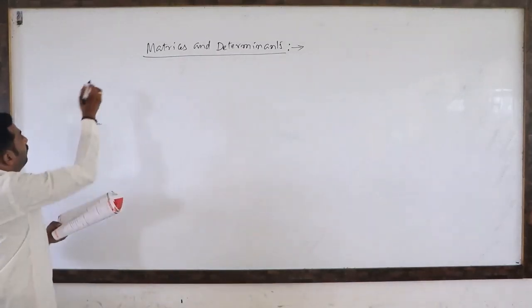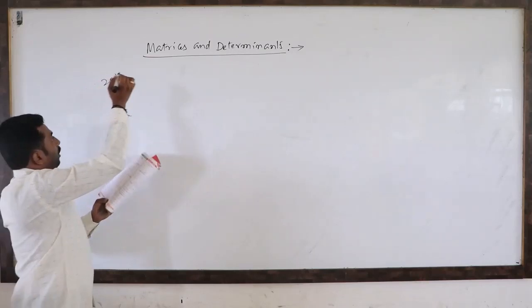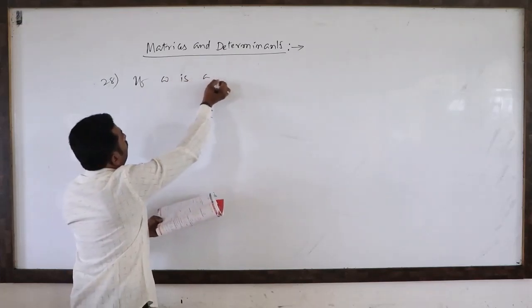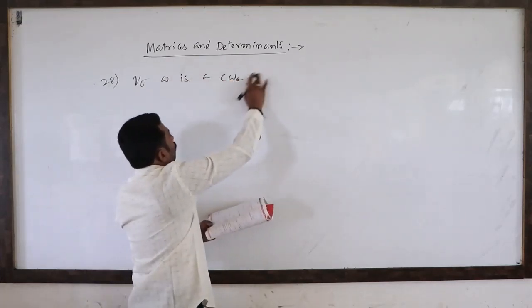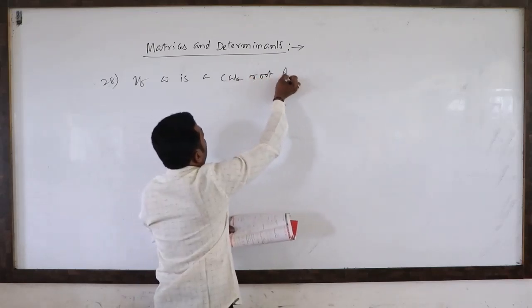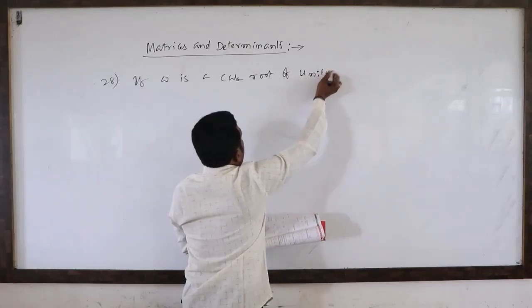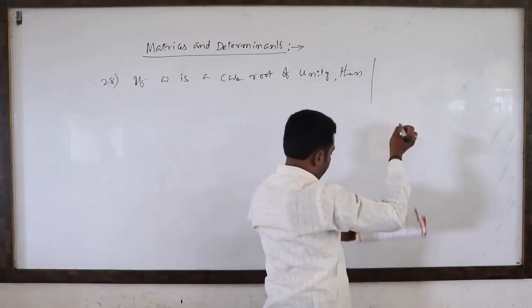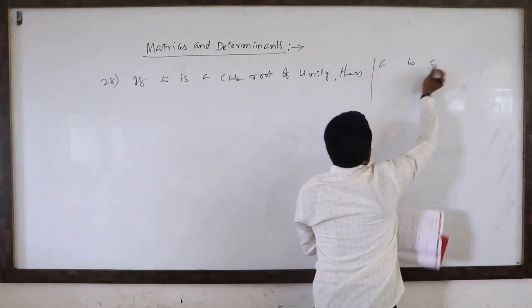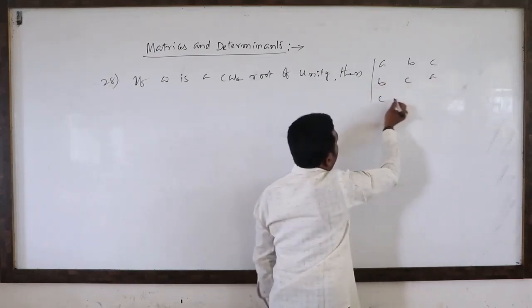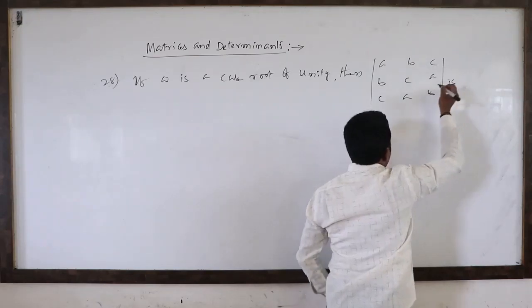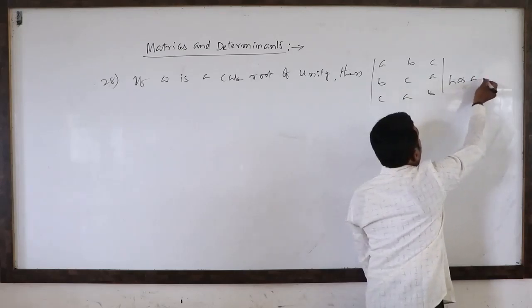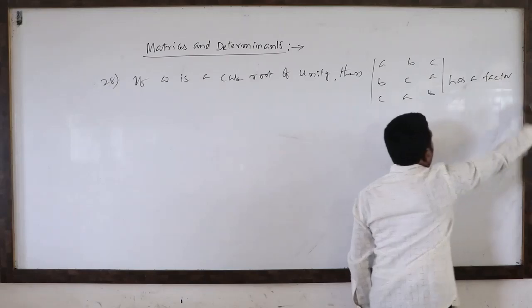Question number 28. If omega is a cube root of unity, then the determinant of A, B, C, B, C, A, C, A, B has a factor.